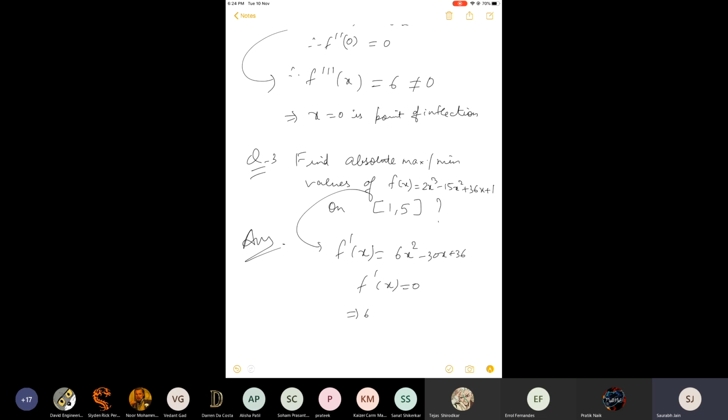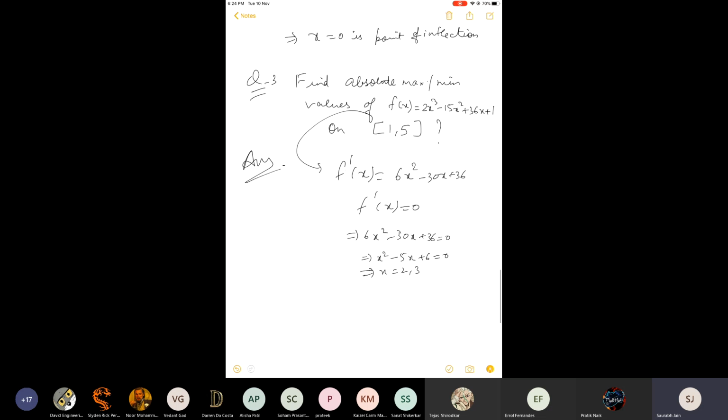This will give you two values, 2 and 3. We solved just x equals 2 and 3. I am repeating, they are not asking local maximum minima. No need to find second derivative or anything. Okay, so what you will do?